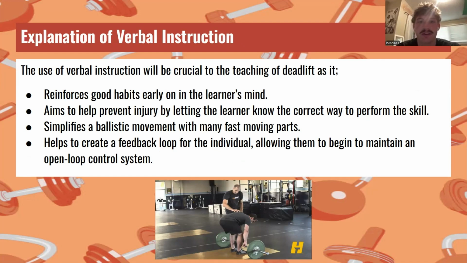The first learning principle that we decided to incorporate would be verbal instruction and demonstration. The explanation for why we chose verbal instruction is because it reinforces good habits early on in the learner's mind. It aims to help prevent injury by letting the learner know the correct way to perform the skill. It also simplifies a fast ballistic movement with many fast moving parts. And finally, it helps to create a feedback loop for the individual, allowing them to begin to maintain an open loop controlled system. Since deadlift is a discrete fast ballistic skill, a closed loop control system is not efficient.